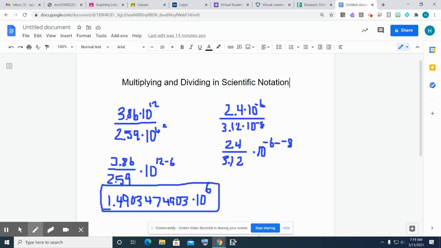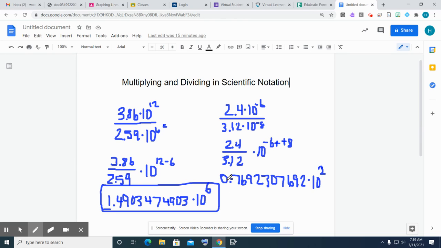Okay, so when I divide 2.4 by 3.12, I get a really long number again. This time I get 0.769230769 times 10 to the power of, now we have negative 6 minus negative 8. Remember, minus negative means to add a positive. So negative 6 plus 8, positive 2.